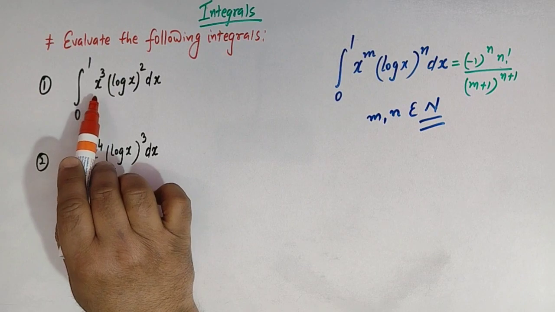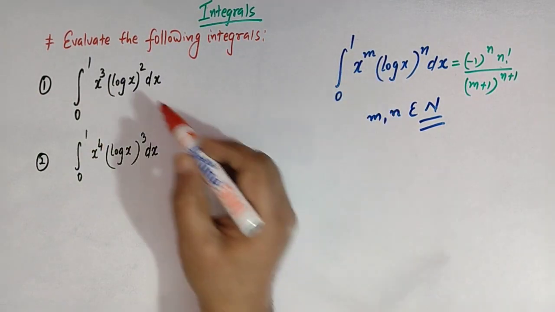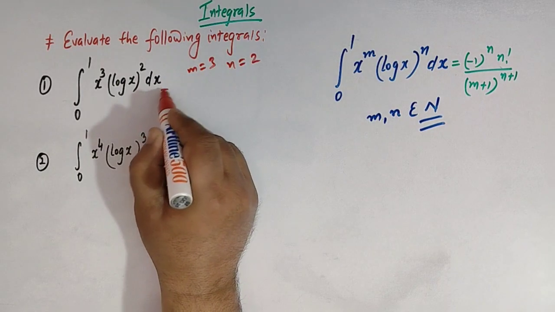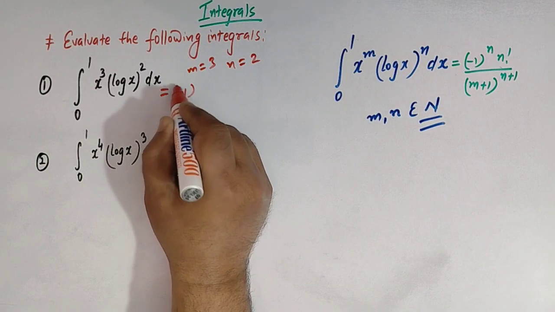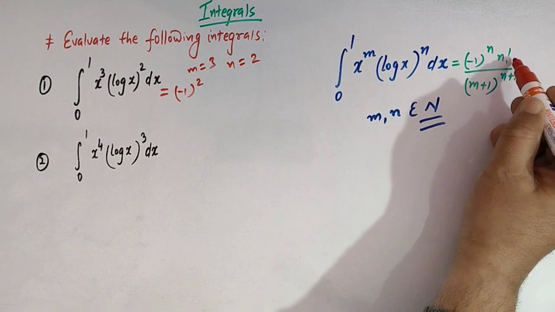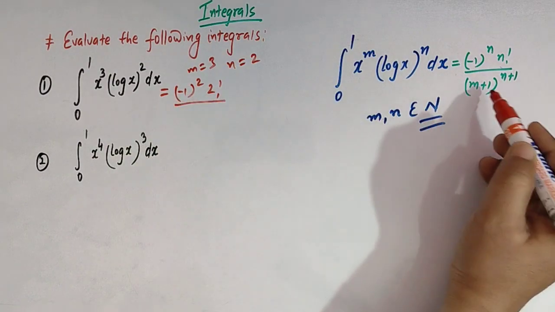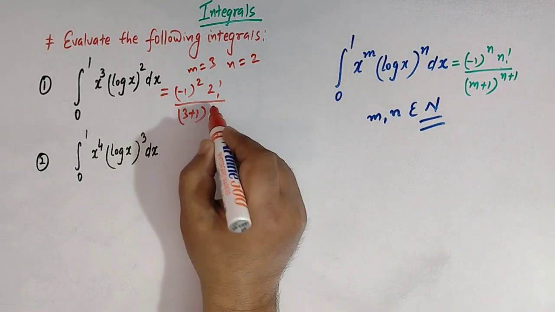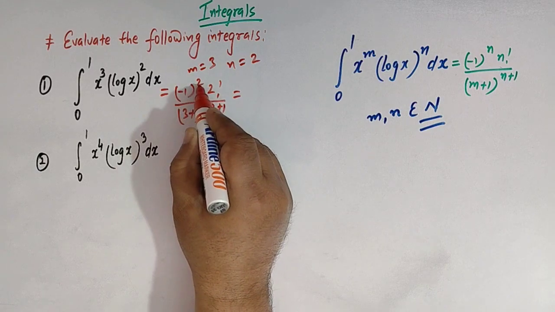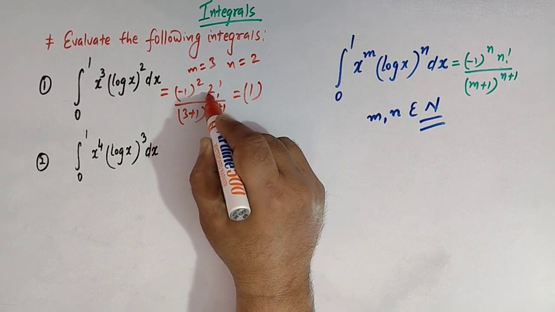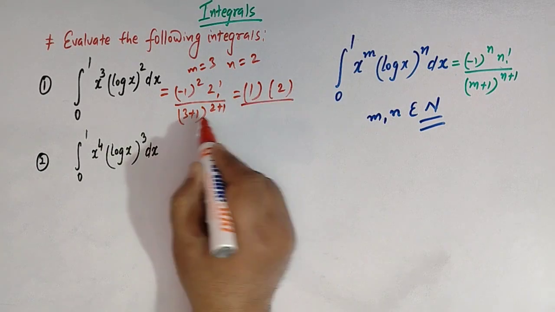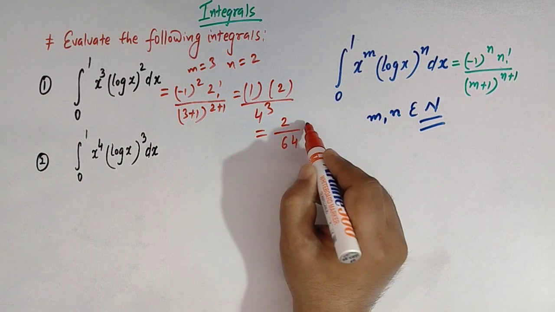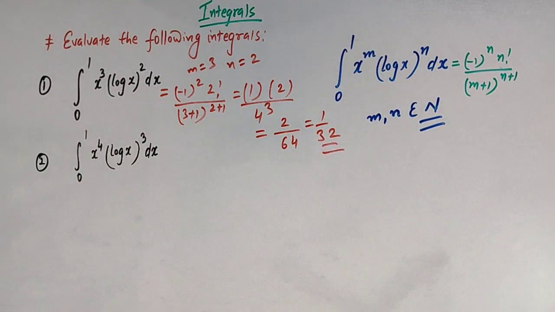Now let us consider the first one. If we compare this integral with this one, then the value of m is 3 and n is 2. Now applying this result, we have minus 1 raised to n is 2, then n factorial, this is 2 factorial, divided by m plus 1, so we have 3 plus 1 raised to n plus 1, so here we have 2 plus 1. Minus 1 square is 1, and 2 factorial is simply 2. This is 4 raised to 3, so this is 2 over 64, that is equal to 1 over 32.